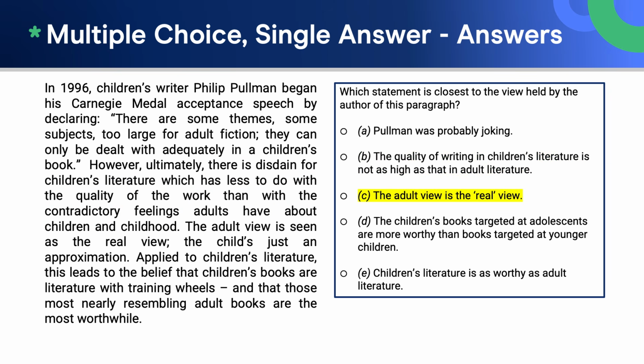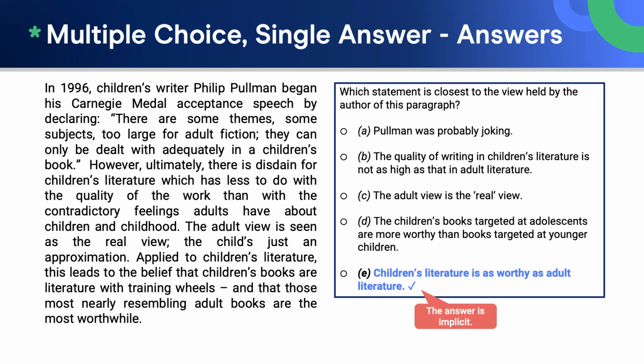Let's check C. C says, the adult view is the real view. This is contradicting what the author is saying, so this is wrong. This is not the view of the author. Let's check D. D says, the children's books targeted at adolescents are more worthy than books targeted at younger children. This is a plausible statement. That is, it makes sense and could be true, but there's nothing mentioned about this in the text. This is not the view of the author.